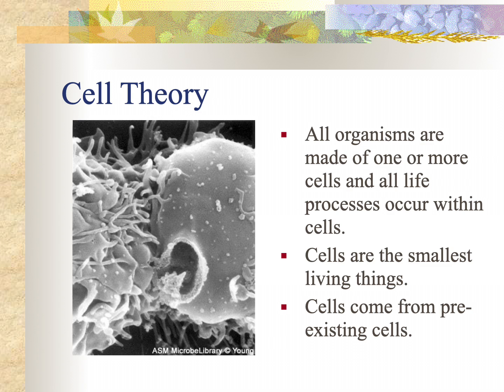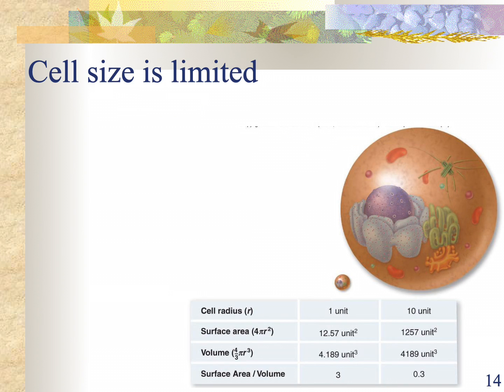They do all the things that a living organism does. They take in energy, they get rid of wastes, they respond to their environment, they grow, they reproduce, things like that. And cells come from pre-existing cells, so cells are capable of reproducing. Okay, why are cells so small then?